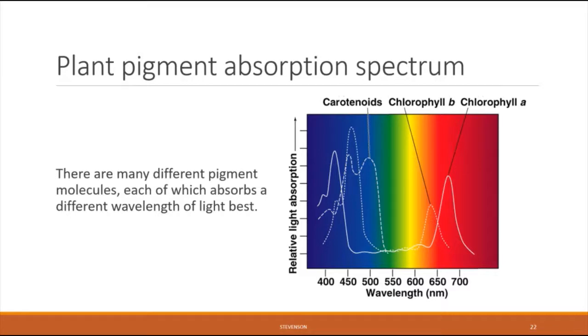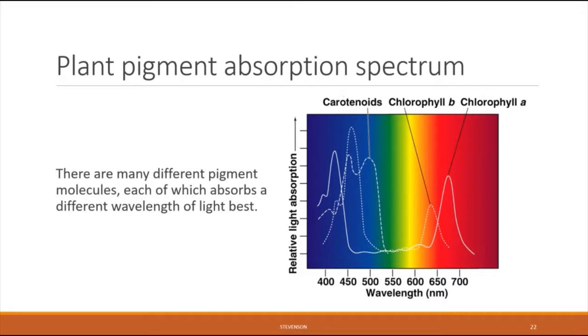There are actually multiple different pigment molecules, and each pigment molecule has a specific wavelength of light that it does best at absorbing. So as we can see here, chlorophyll A, the molecule that we were just looking at, is really good at absorbing red wavelengths of light, and it also is really good at absorbing blue wavelengths of light. This is different for other pigments such as carotenoids or chlorophyll A's cousin, chlorophyll B.